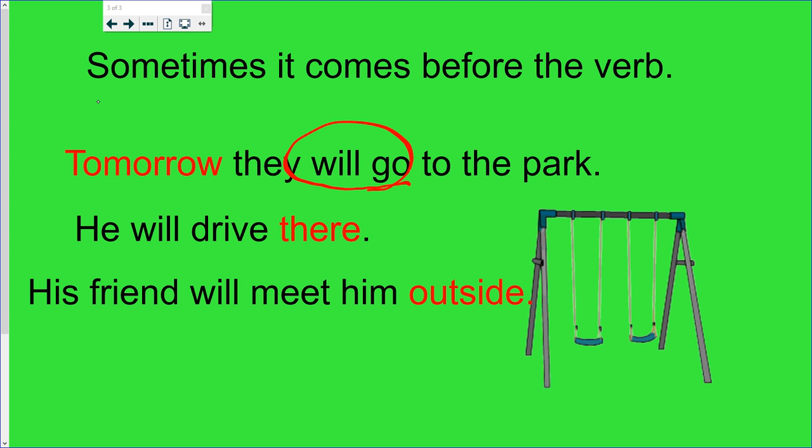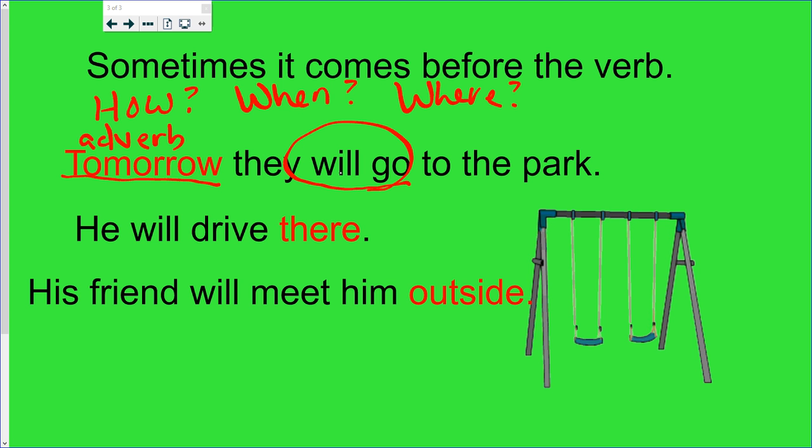Again, those three questions. How, when, or where? How will they go? I don't know. When will they go? Oh, they'll go tomorrow. See, tomorrow is way up in the front, but that is our adverb. It's describing the will go.